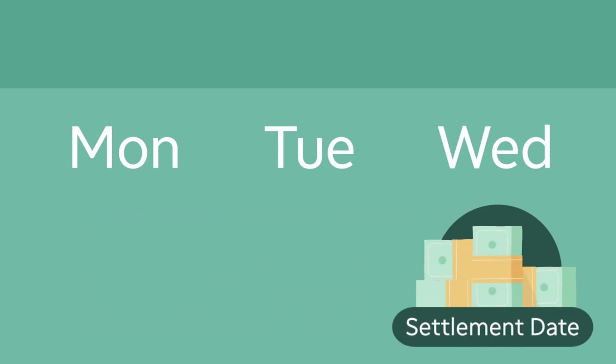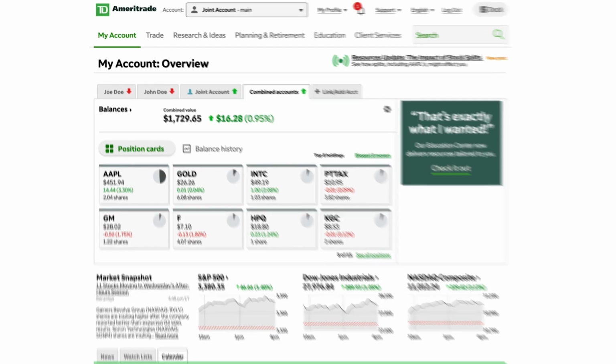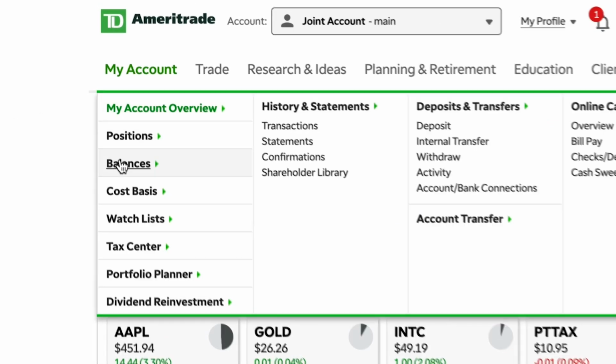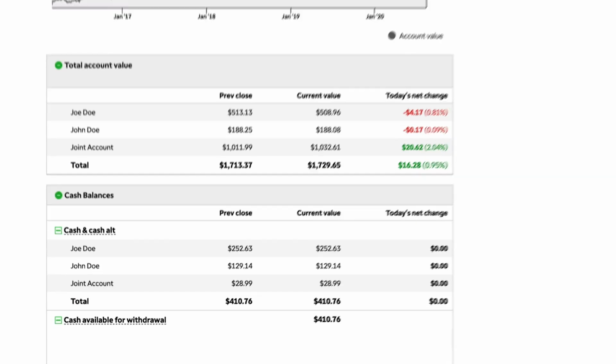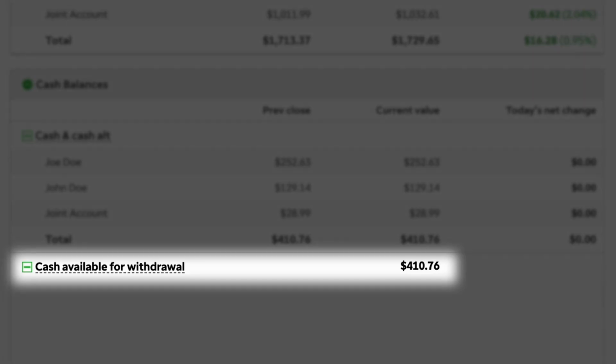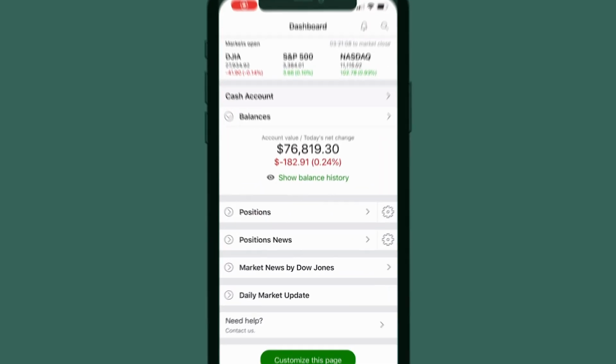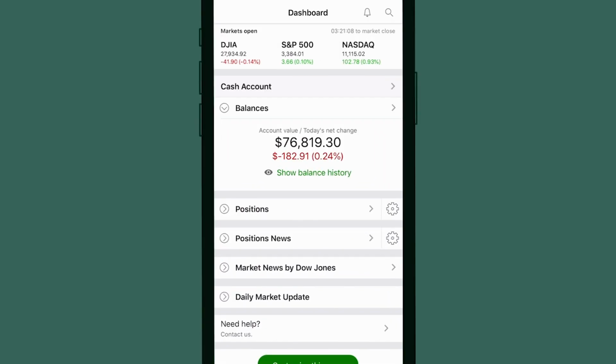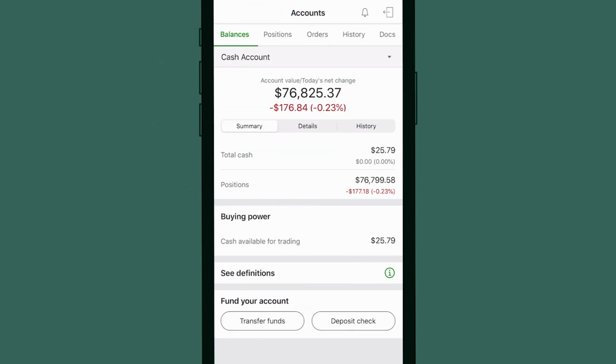You can find out how much you have in settled funds by logging into your account at tdameritrade.com and selecting Balances. Here, you'll see your cash available for withdrawal. This does not include funds from unsettled trades, funds applied to open orders, or cash from deposits that haven't cleared yet. The easiest way to avoid settlement violations is to not place buy orders that exceed this amount. In the TD Ameritrade mobile app, you can find your cash available for withdrawal by navigating to Balances and selecting Details.